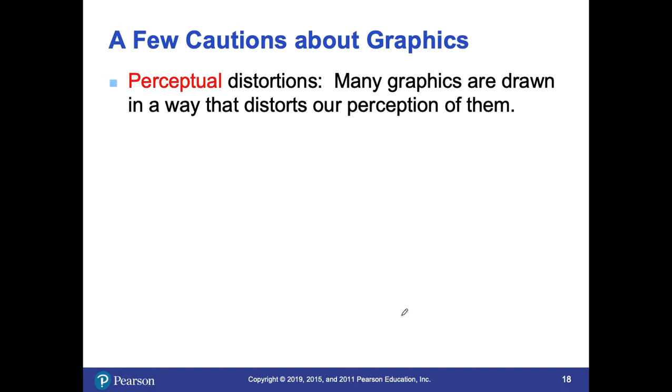For example, something called perceptual distortions. Many graphics are drawn in a way that distorts our perception of them. So what if there was some sort of political poll where they're trying to get you to vote a certain way? Well, if they distort the perception of the graph itself, they might lead you to believe that there's some data that is not quite there. They might cause you to think the data is not exactly what it should be. So be careful with that. And I'll show you an example in a moment.